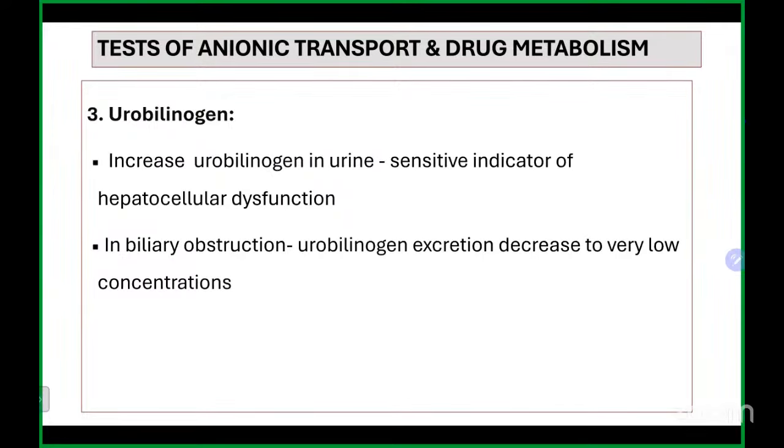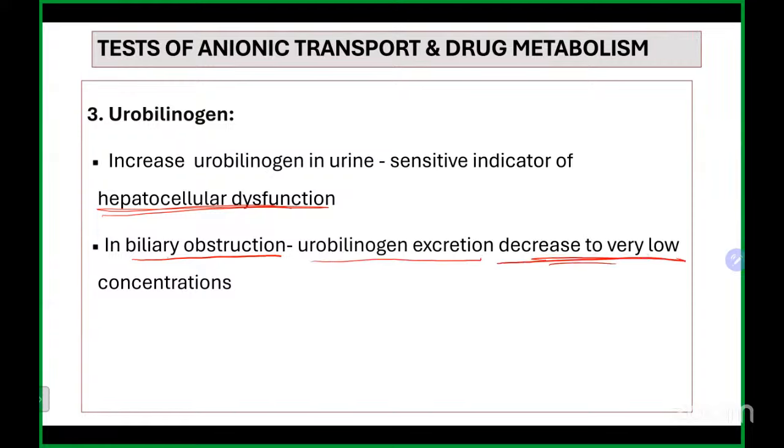Now, urobilinogen is also checked in urine. This is a very sensitive indicator of hepatocellular dysfunction. That means early hepatitis. So, if there is hepatic cell injury, you can have high urobilinogen in urine. In case of biliary obstruction also, you can have urobilinogen excretion, but it will be very, very less.